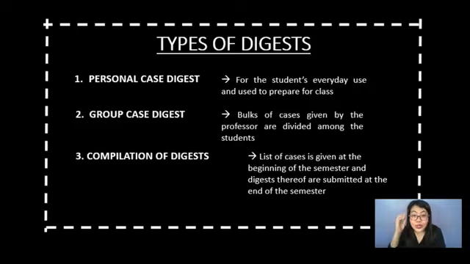Assuming that you're already done with the full text of the case I have given you earlier, and I really hope you did, we now move on to the kinds of digests that are required in law school. There are three kinds. So one is your personal case digest, then second is group case digest, and third is a compilation of digests. So schools in Manila usually require all three. However, in our school, it is usually just the first two kinds that are required in class.